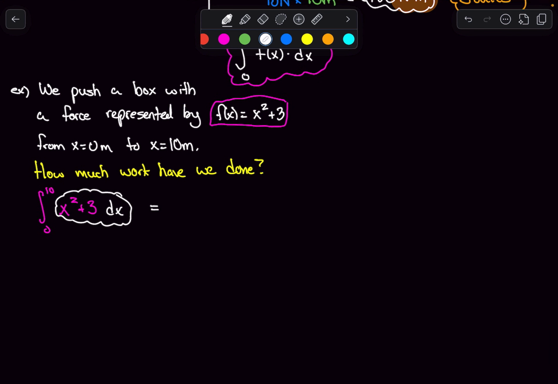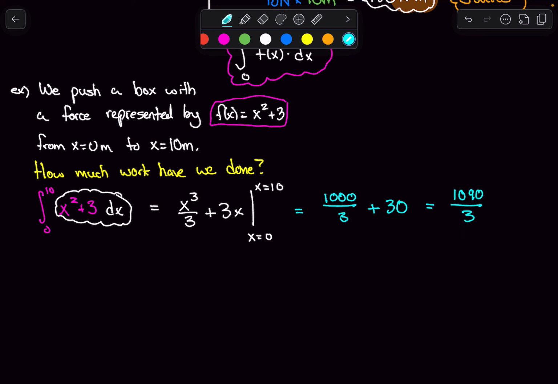all up. So in this particular case, we get x cubed over 3 plus 3x evaluated from x is equal to 0 to x is equal to 10. Since when I plug in 0, we're just going to get a bunch of zeros. We just need what we get when I plug in 10. 10 cubed is 1,000. And then 3 times 10 is 30. And we could get common denominators here. So if you want, we could say this is 1,090 over 3 Newton meters of work, or if you prefer, joules of energy.